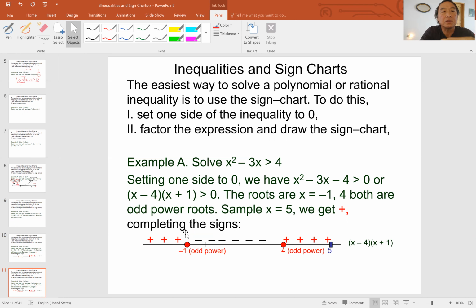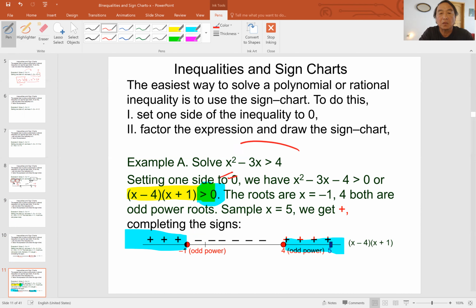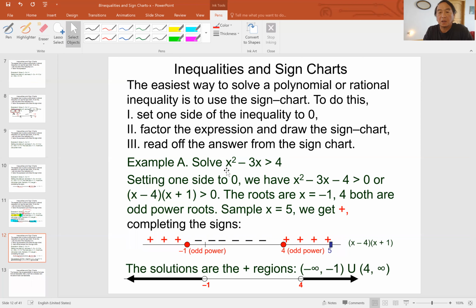And the question now, for the original question, we changed into this question. So when is this positive? And where is it positive from here? It's positive in this region and in this region. Therefore, that's the answer, because these two questions are exactly the same question, just in a different form. So these are the answers in set union notation.